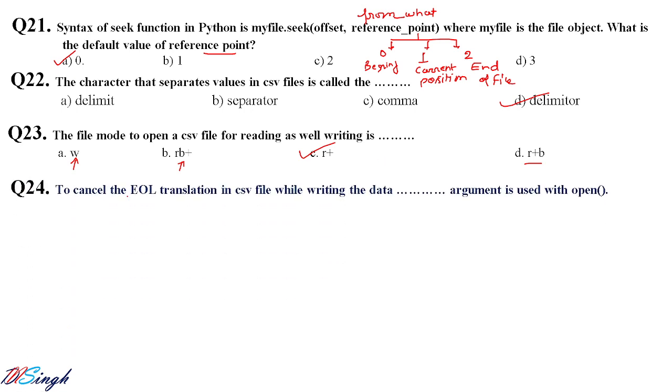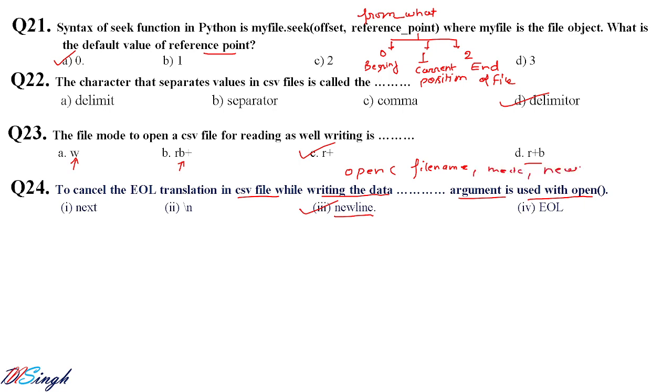To conceal the EOL translation in a CSV file while writing the data, the argument used in the open function is what? Let us see the options. We will specify the newline character there. So there is an extra argument to the open function which we can provide, newline. Open is a function; here you have the file name and mode. After that you give the newline character which you are masking. So this extra argument is for end of line translation.